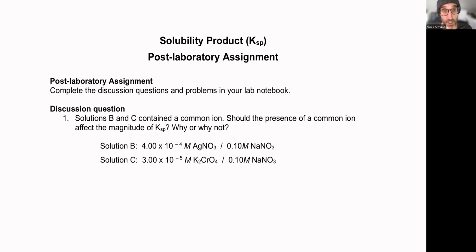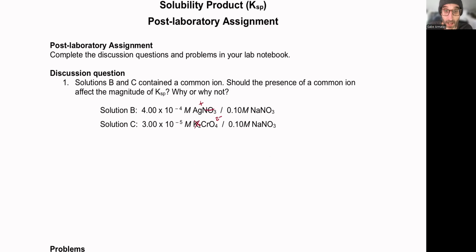So, for the discussion questions, solutions B and C contained a common ion. Again, we can always ignore nitrate and we can always ignore group one. So, solution B contained silver plus ions, and solution C contained chromate ions. The question is, should the presence of the common ion affect the KSP, and why or why not? So let's take a look.